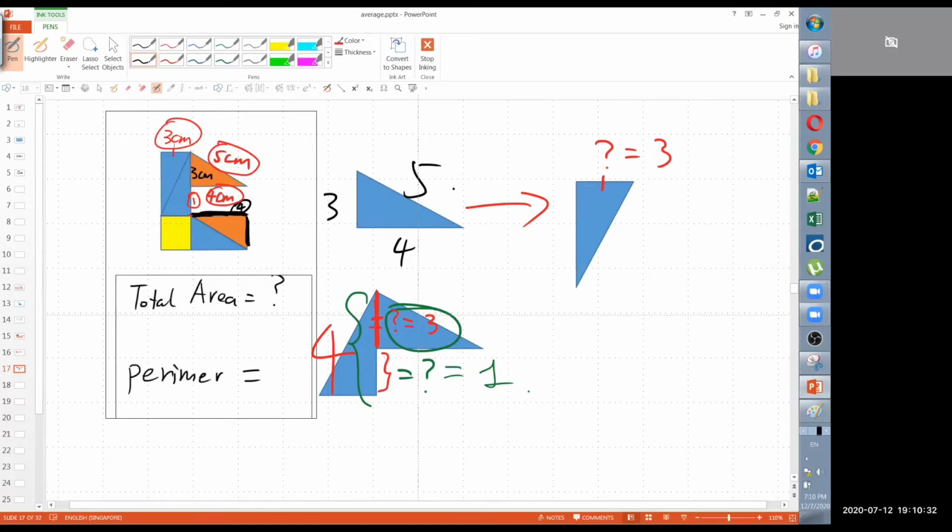What is this one? 3. Yes. Then what is this one? 4 again. Then what is this one? 3. Then what is this one? 3. Then what is this one? 4. So you add up all the circled ones. That will give you the perimeter. Go ahead, add them up. Write on a piece of paper and send your answer over.